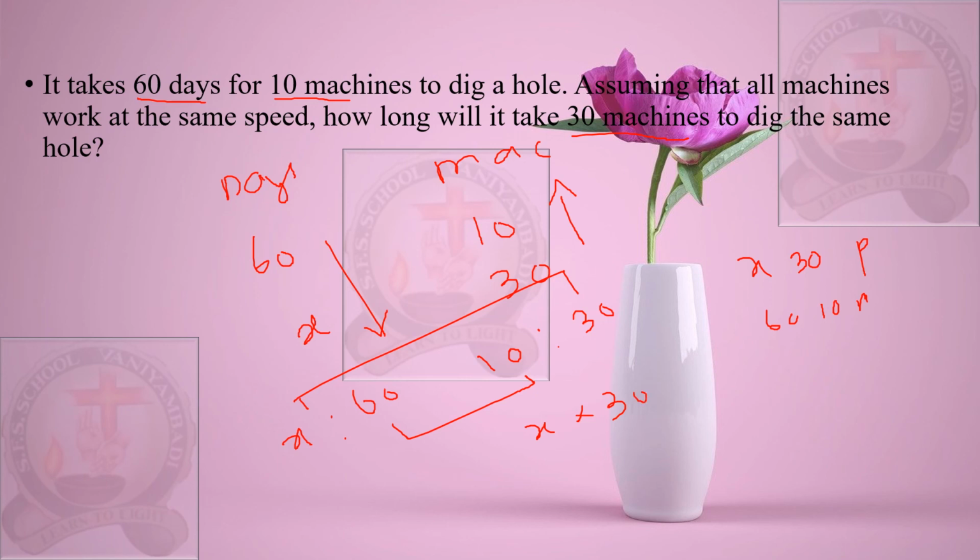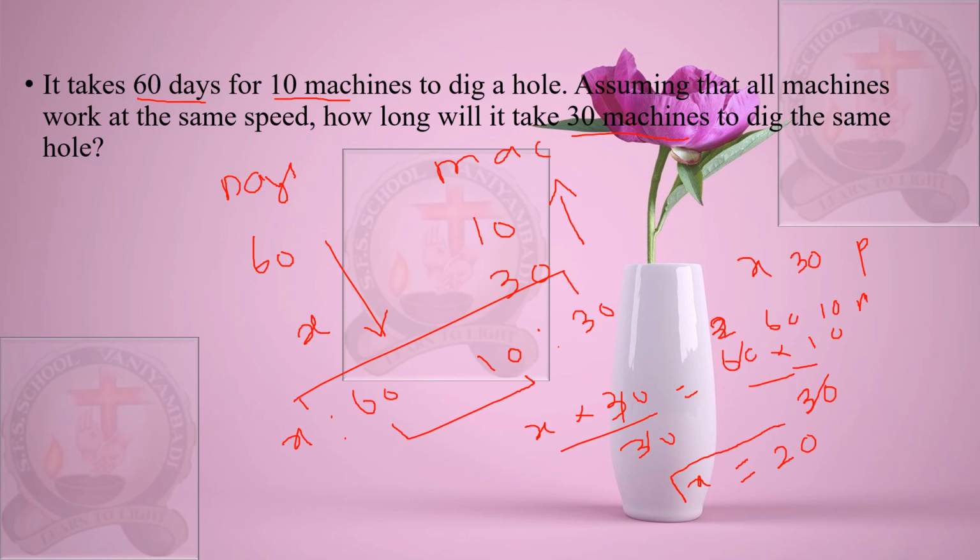Now multiply x times 30, which is equal to 60 times 10. Both sides, if you divide by 30, on the left hand side I will get x. If we cancel 30, on the right hand side 1 times 30 is 30, 2 times 30 is 60, then 2 times 10 is 20.